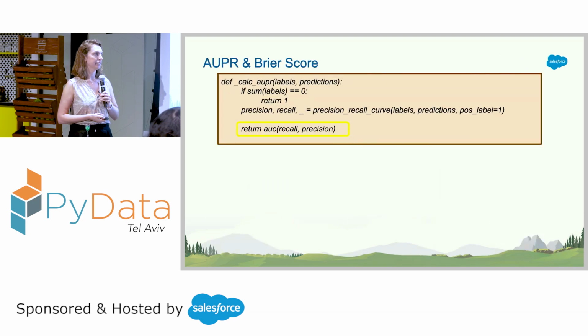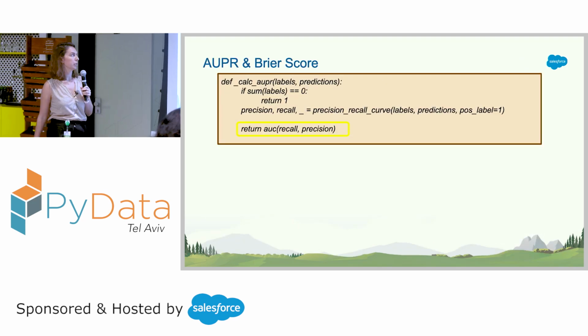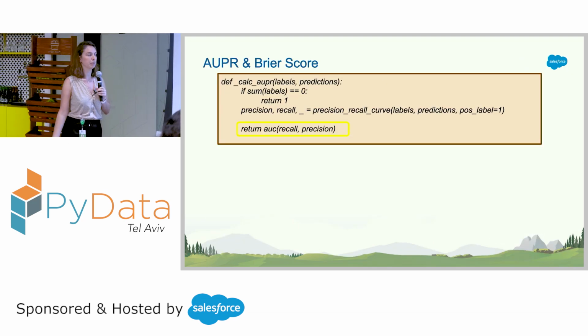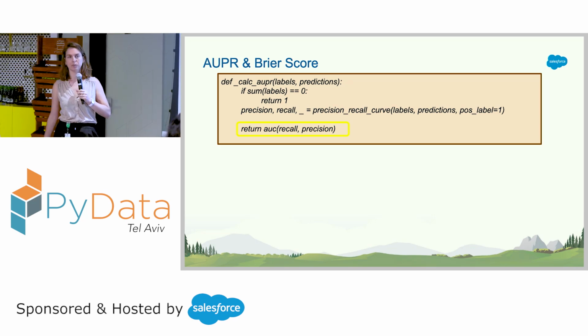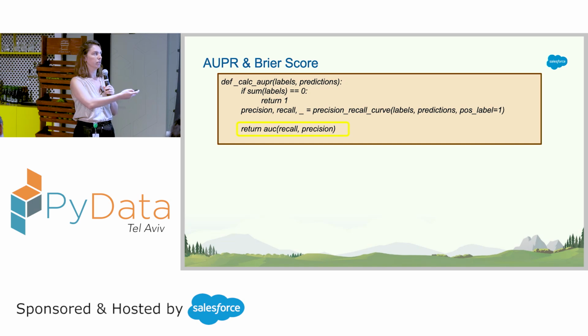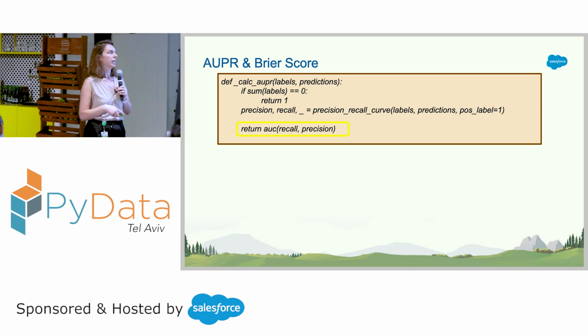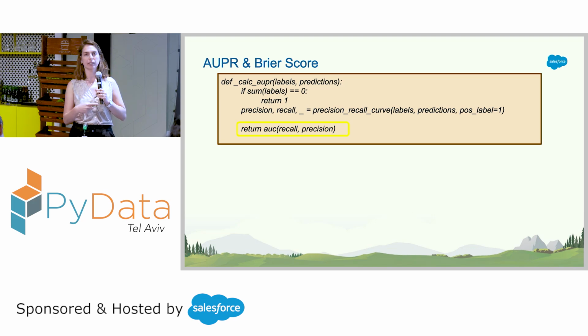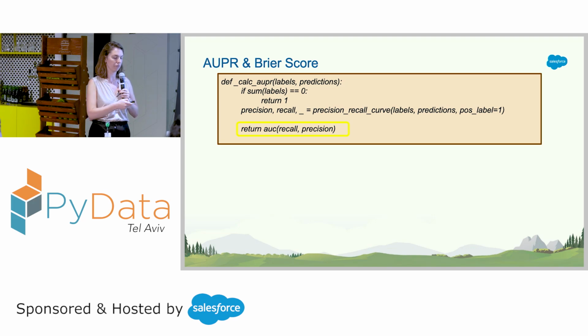Let's look at some code examples. First, we're looking at the AUPR code example. We're using scikit-learn for calculating this metric. We calculate the precision-recall curve for each model, and then we calculate the area under this curve.